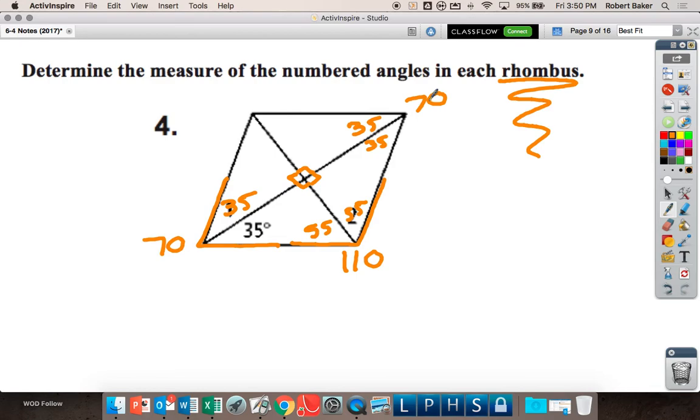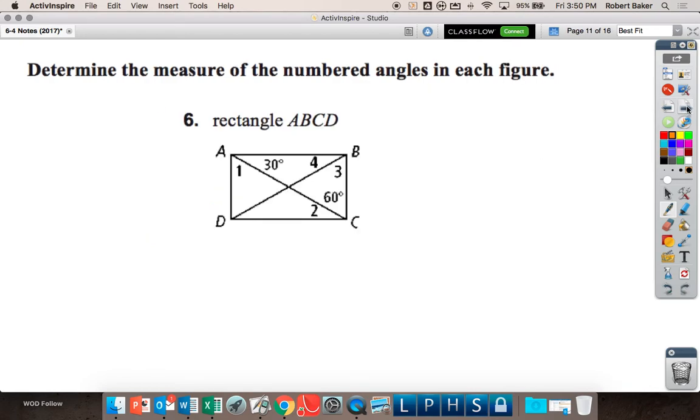If this angle down here is 110, how big is this angle up here? 110. So when you cut those angles in half, you get 55 and 55. A great example of what you will see on your assignment tonight. All right, let's skip to the next shape.